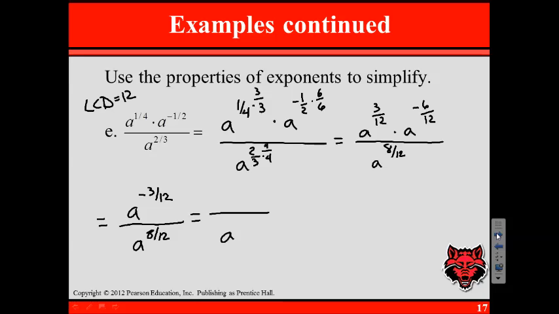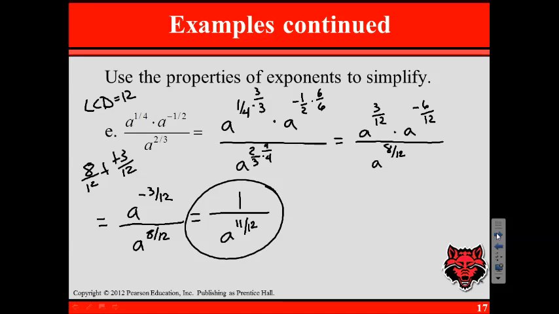We then take the larger exponent minus the smaller exponent. 8 over 12 minus negative 3 over 12. Let me just write that down so you can see it. 8 over 12 minus negative 3 over 12. That's the same thing as 8 over 12 plus 3 over 12, which would be 11 over 12 as the exponent. Make sure to put your placeholder of 1 in the numerator, and we are finished with that problem.